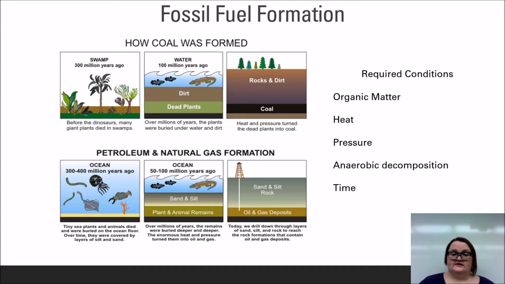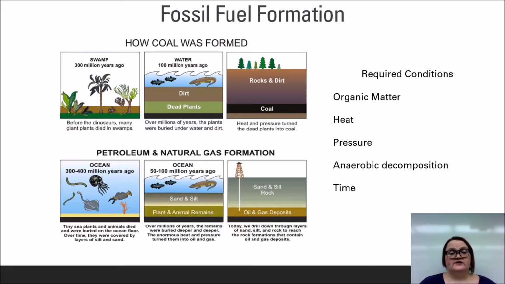It is for this reason, the length of time required for these resources to form, that we categorize them as non-renewable. The time required for them to replenish is so extensive that they are effectively finite.